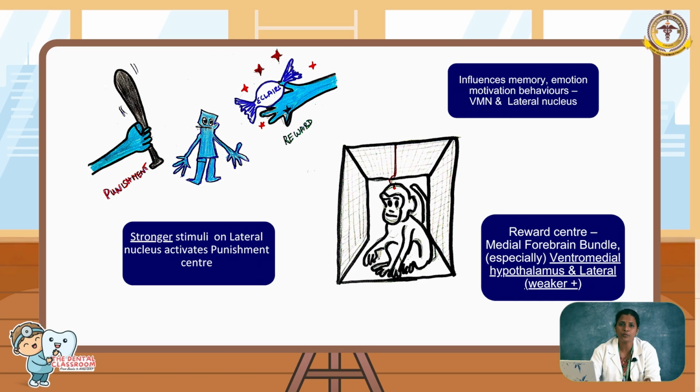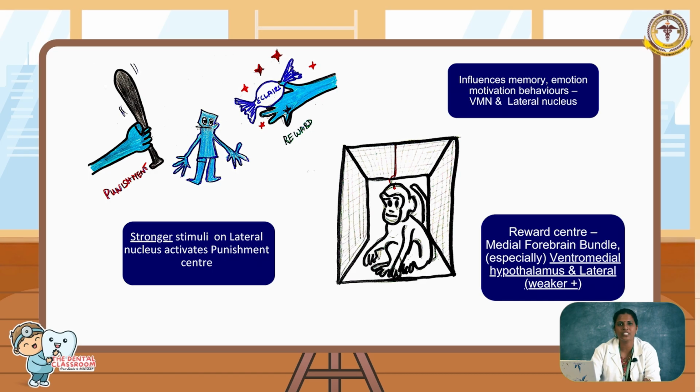And you also have a punishment center where, once this center is getting stimulated, you stop doing that activity. That is your lateral nucleus. So these two centers actually keep you alert by not doing wrong things and only doing good things, and it keeps making you do good things.